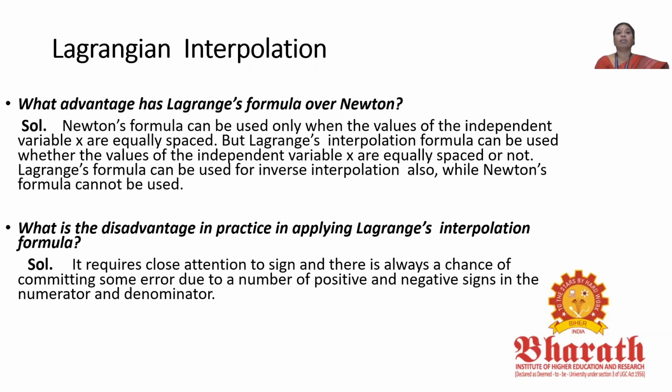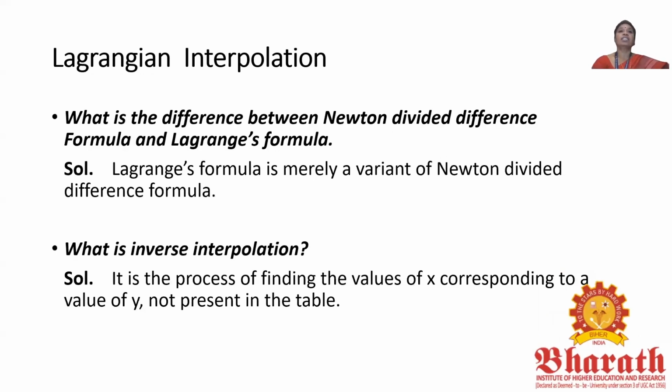This is the advantage. So what is the disadvantage in practice of applying Lagrange's interpolation formula? It requires close attention to sign, and there is always a chance of committing some error due to the number of positive and negative signs in the numerator and denominator. So this is the disadvantage. What is the difference between Newton's divided difference formula and Lagrange's formula? Lagrange's formula is merely a variant of Newton's divided difference formula.